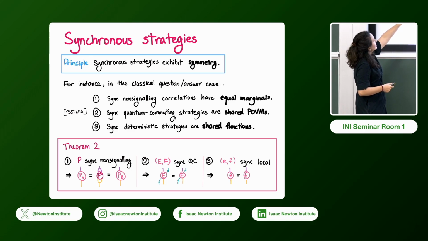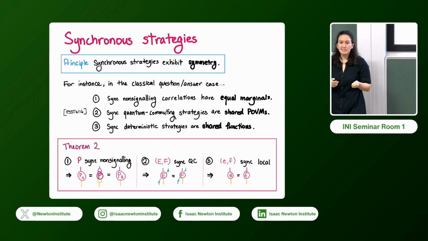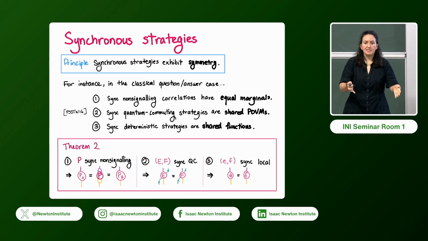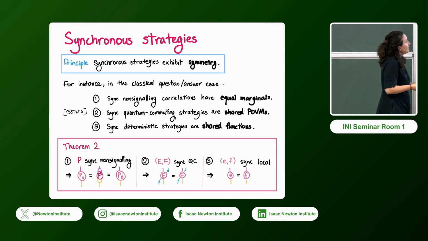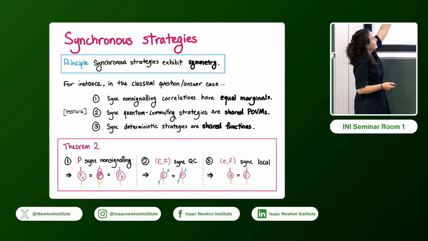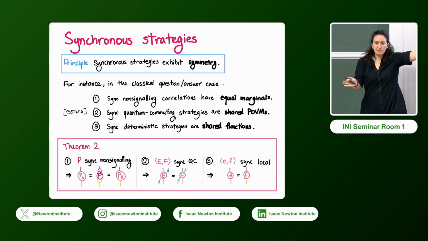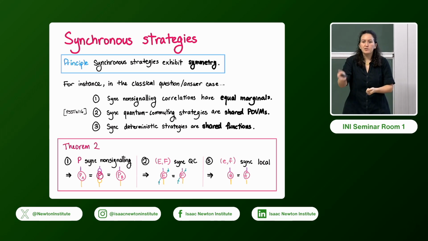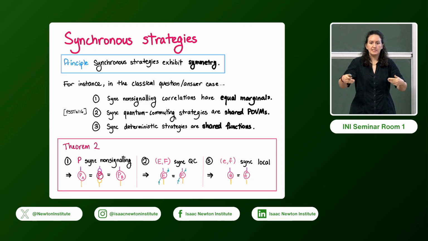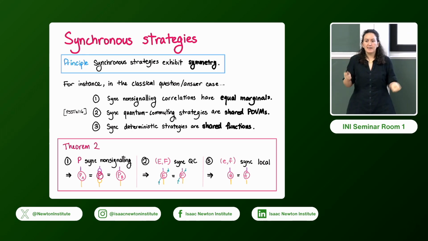This second result says that when you have a quantum commuting strategy that's synchronous, the players are forced to have copies of the same POVM, okay? And so that's the non-signaling class, the quantum commuting class, and then in the deterministic case, when you just have a deterministic strategy, if it's synchronous, the players are just forced to have 2 copies of the same function from questions to answers. Okay, so we can quantize all of these results.